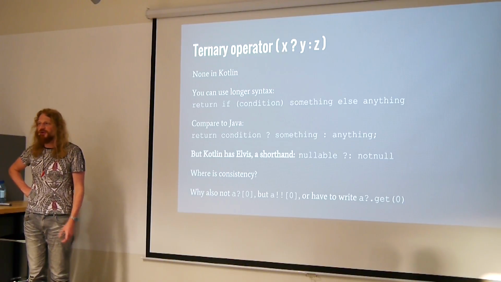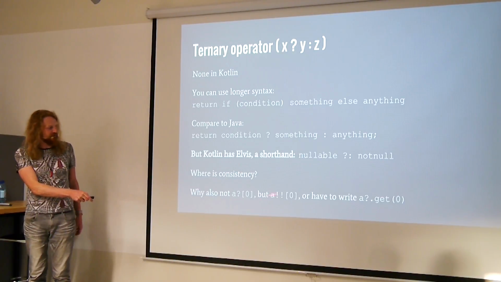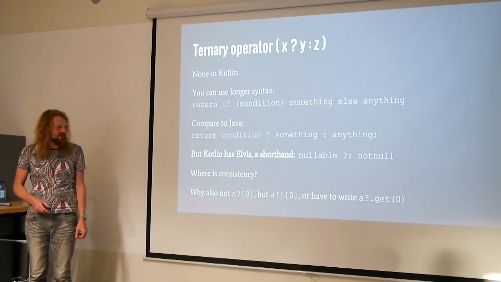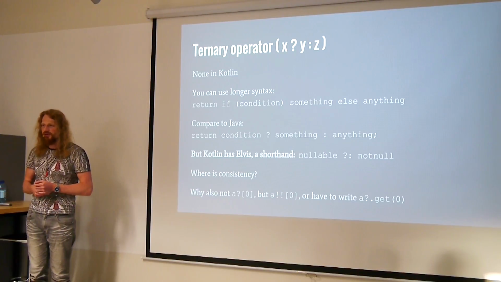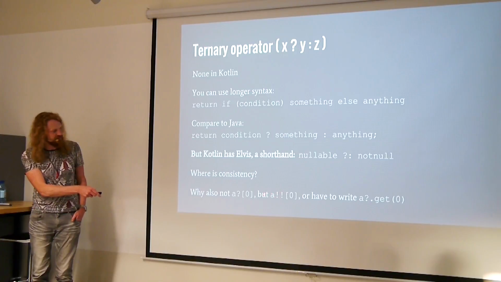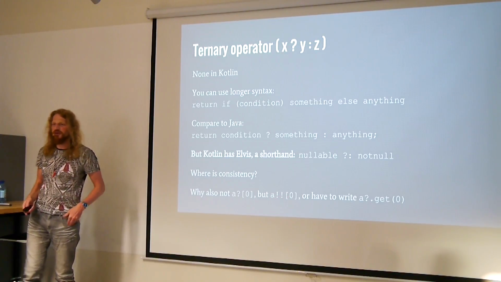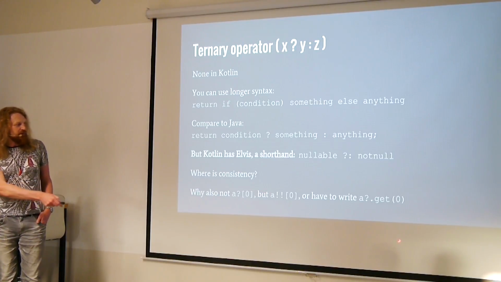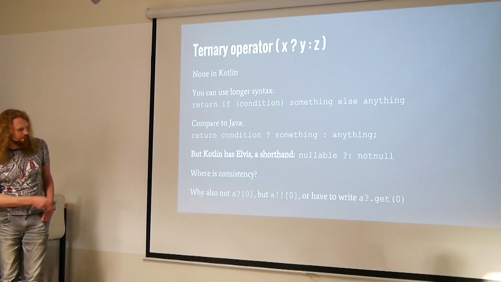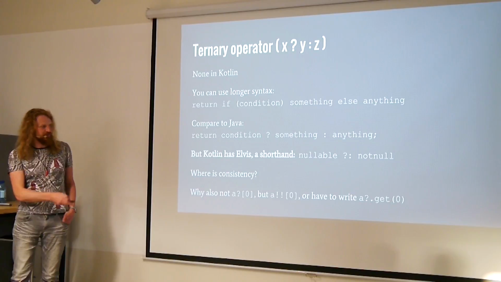So if you have something nullable, you can dereference it with this double exclamation mark, and it means that at runtime you will get an exception like in Java. So basically writing the double exclamation mark is the same as just dereferencing in Java. But you can write like this one. So where's the logic? Not this one, but this one.